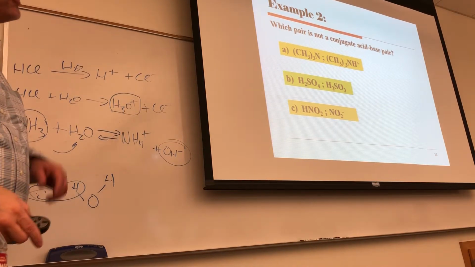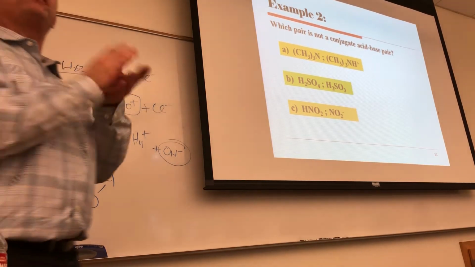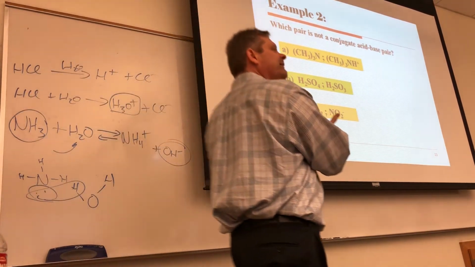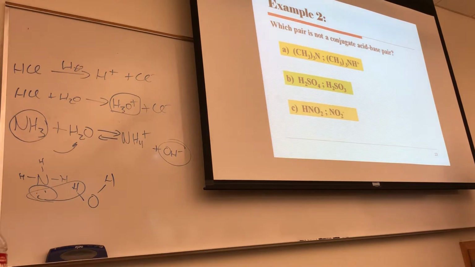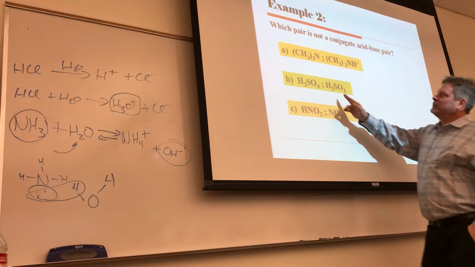Which pair is not a conjugate acid-base pair? This is good because this is the kind of question I give you all of those, and then on the exam I ask you something that seems different even though it's the same exact concept. So what's the answer here? B is not. Why? Because it's not donating or gaining. Exactly. You have the same number of acid hydrogens on both.